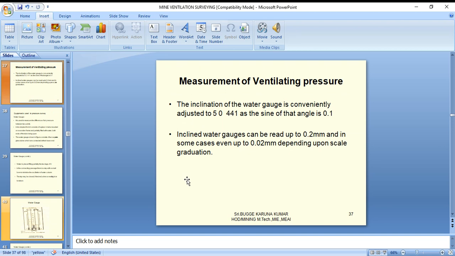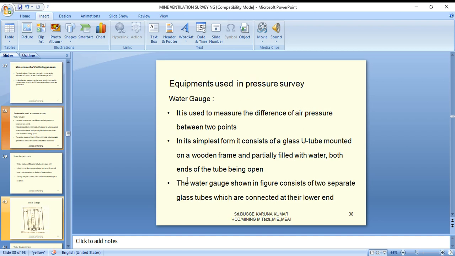The inclination of the water gauge is conveniently adjusted by the sine of the angle. An inclined water gauge can be read up to 0.2 mm and in some cases even up to 0.02 mm, depending upon the scale gradations.